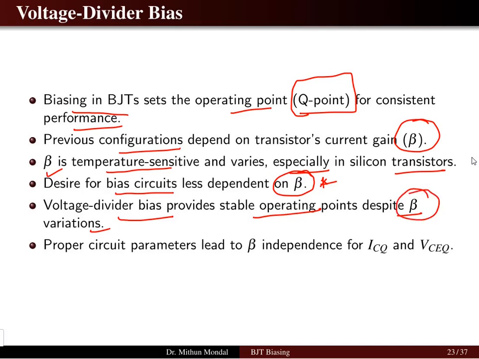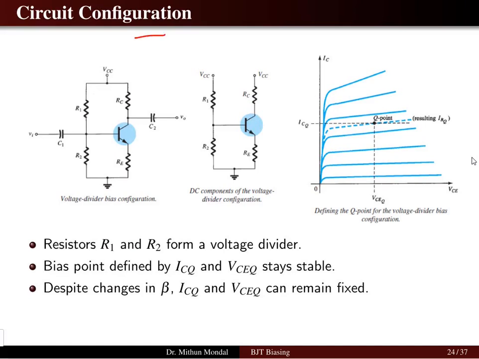So even if there is a change in beta, the voltage divider bias will give you stable operation. Proper circuit parameters lead to beta independence, and then we get the collector current and collector to emitter voltage at the Q point. In the circuit configuration of the voltage divider, we can see that there are two resistors, R1 and R2. These resistors form the voltage divider network. The current ICQ and VCEQ, the collector current and collector to emitter voltage at the Q point, result in the stability of the network.